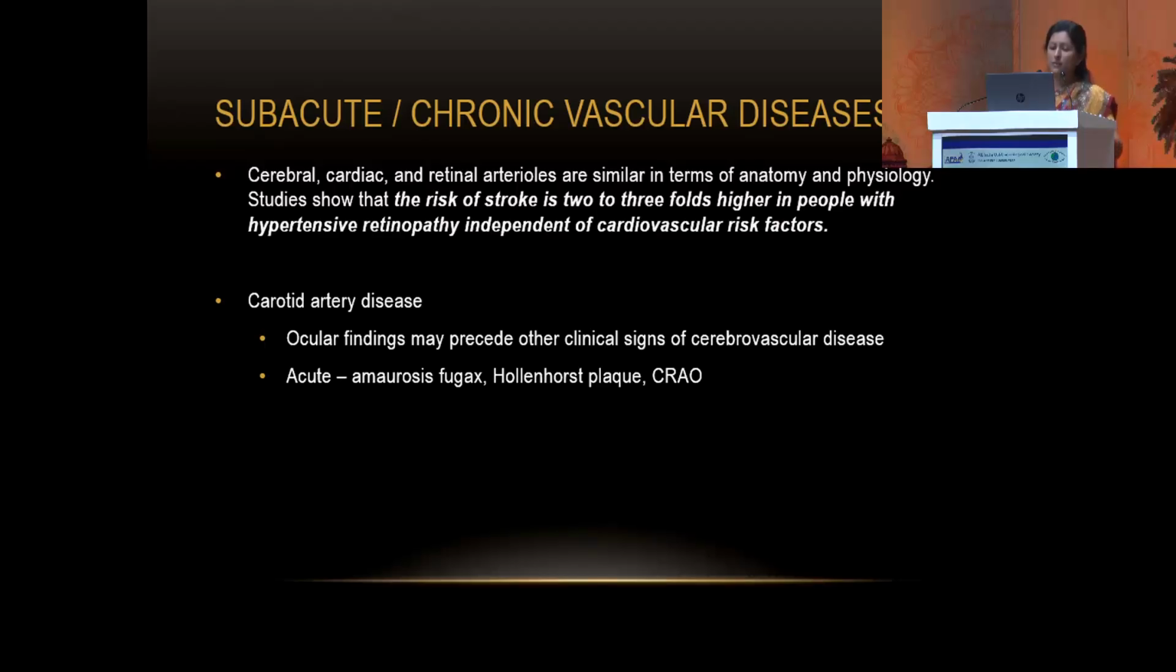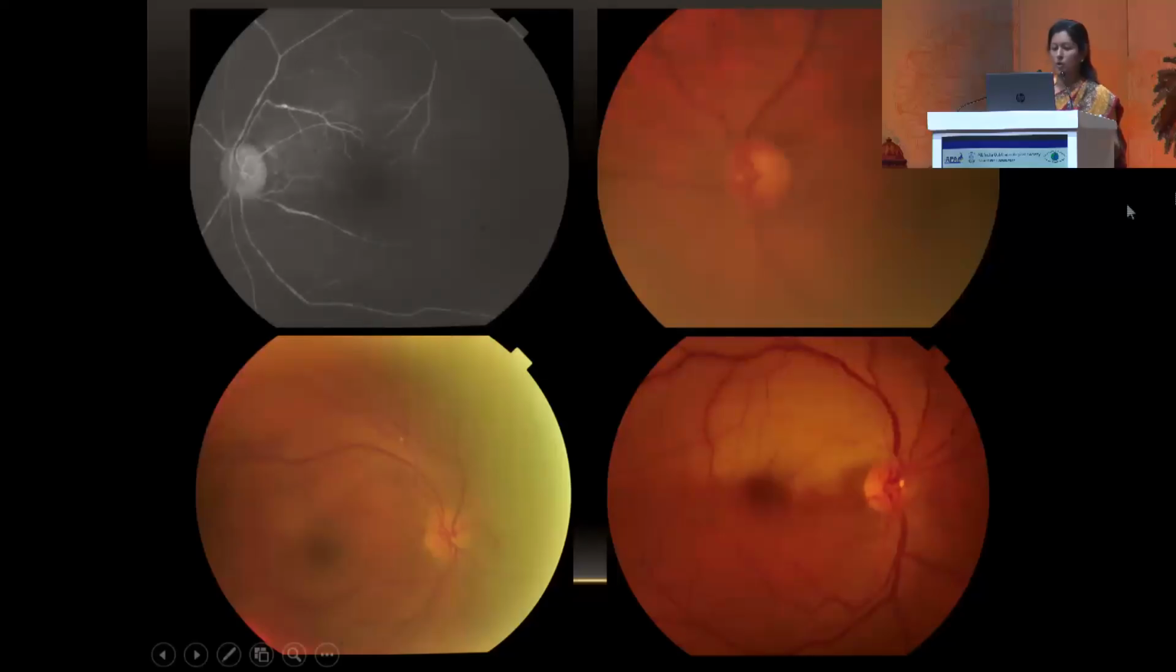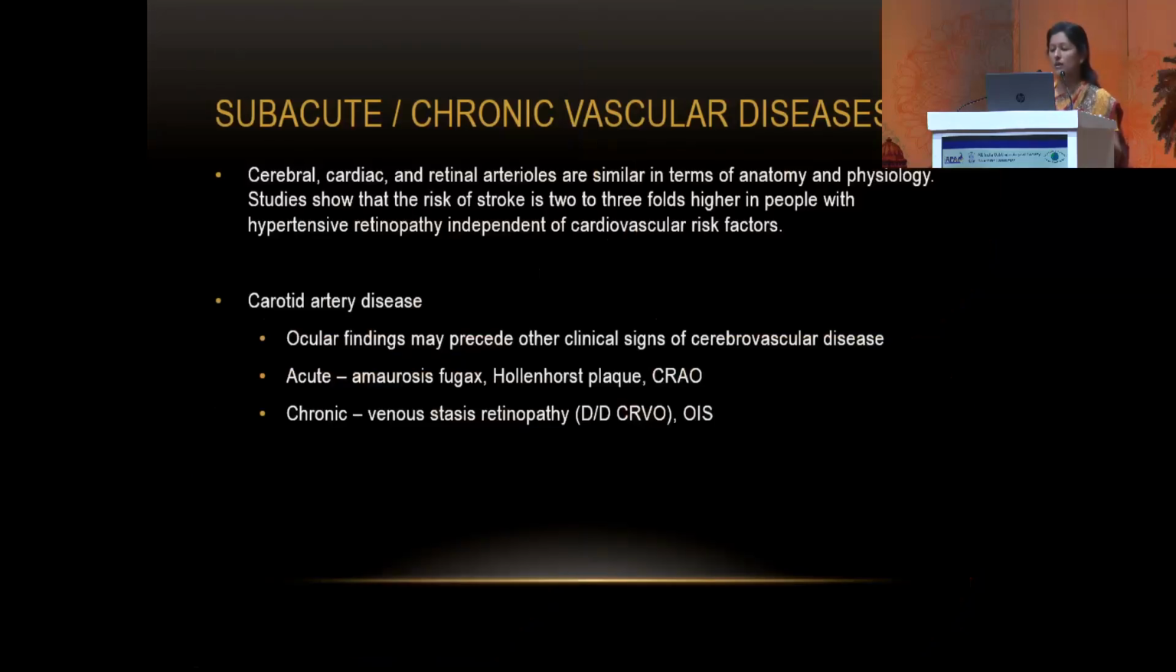So starting with the carotid artery disease, this is the commonest we see where the ocular findings actually alert us to the presence of a systemic disease. And in acute cases, apart from amaurosis fugax, you can get these Hollenhorst plaques, which may sometimes even be asymptomatic, or as here you can see these plaques, or they can cause an arterial occlusion, either a branch or a central.